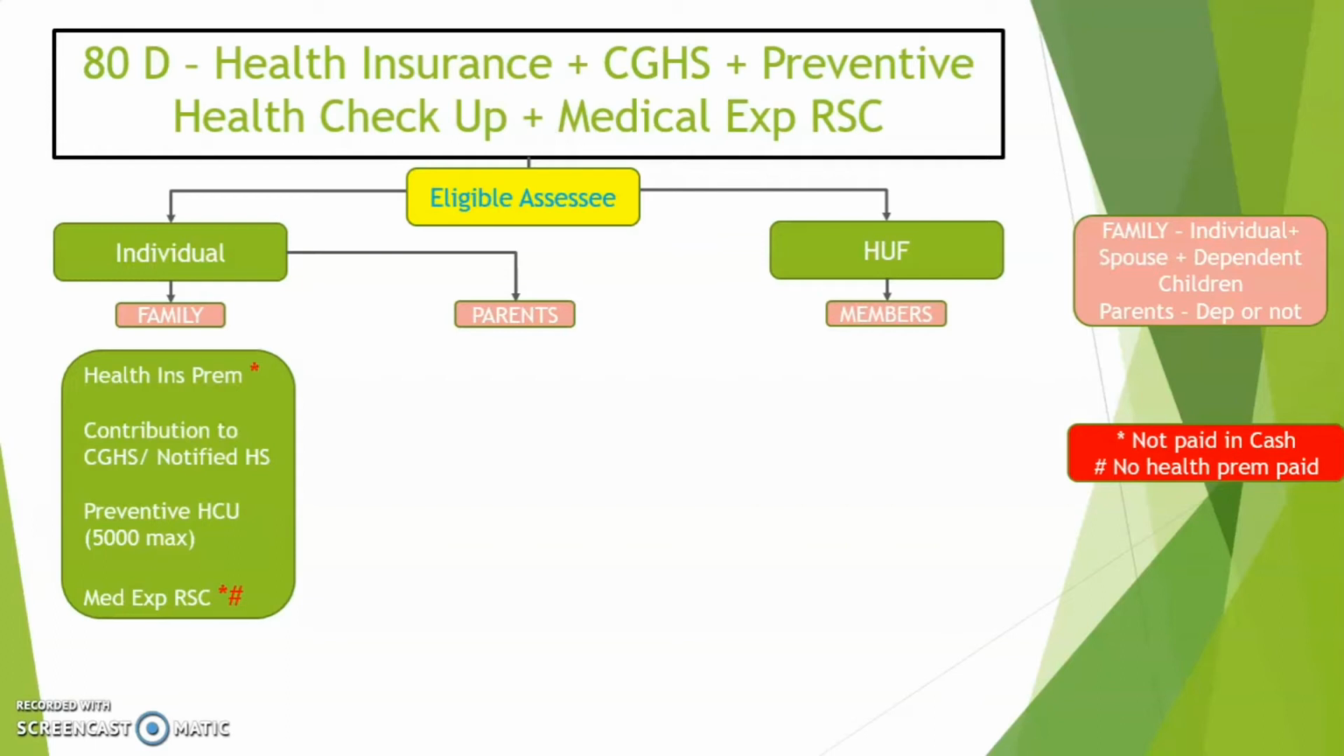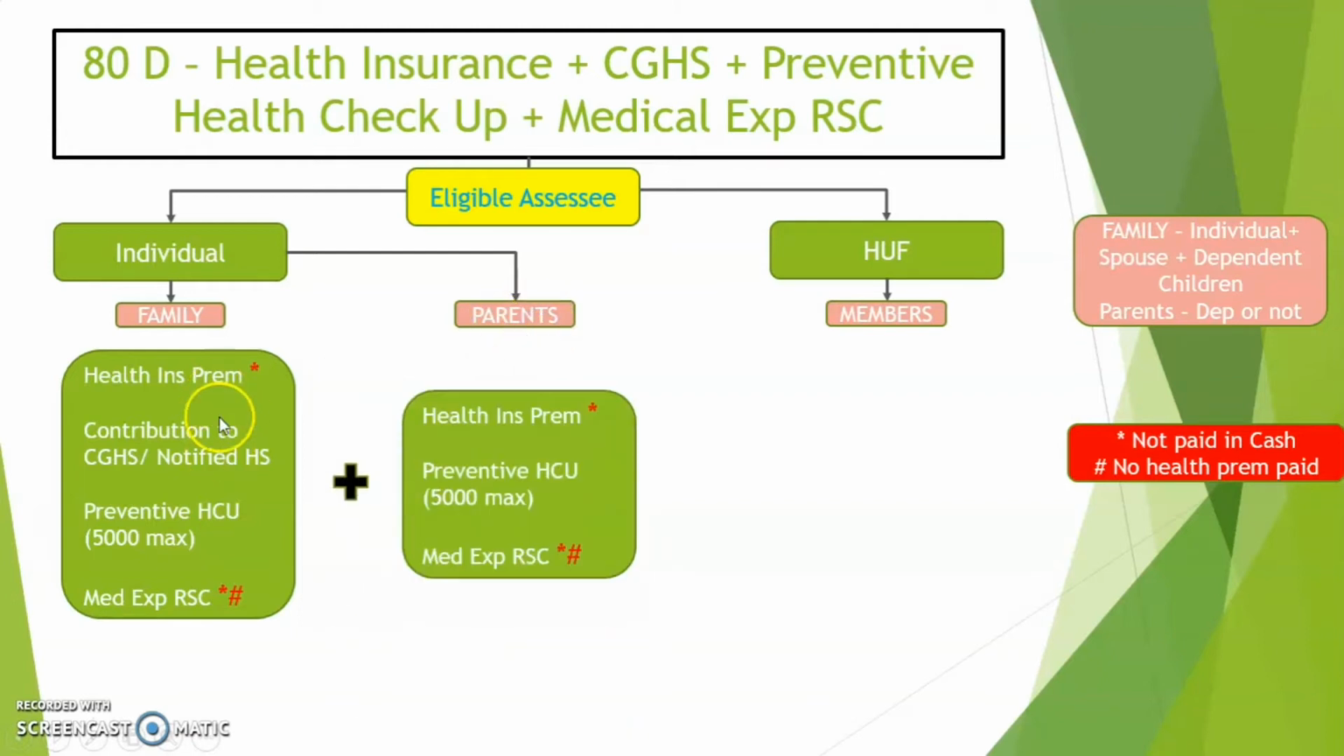So if there is a resident senior citizen and no health insurance premium is paid in regards of that person, the medical expense can be taken as deduction. Alright. Now let's see what are the items of deduction for the category of parents. So for individuals, they get this plus this. So for parents, everything except contribution to CGHS or notified HS. Alright. So health insurance premium, preventive health checkup subjected to 5,000 maximum, and medical expense for a resident senior citizen.